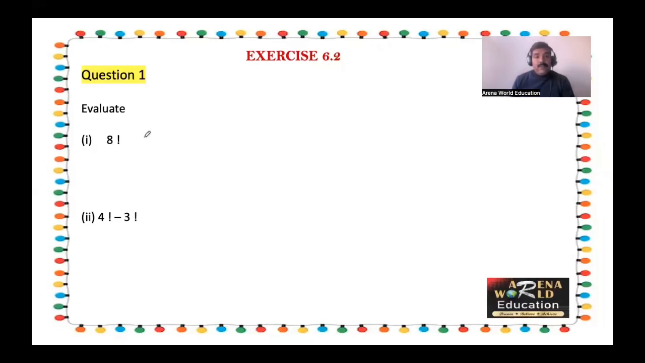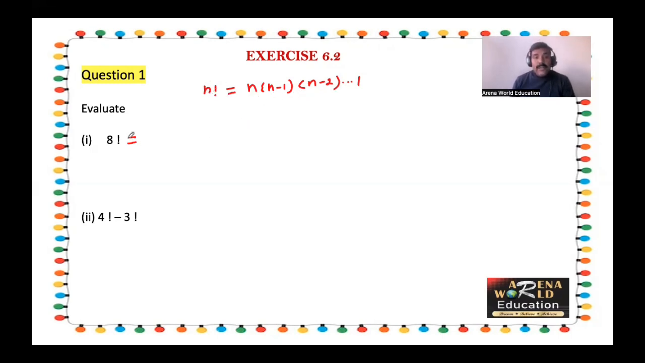Here we have to find the value of 8 factorial. We had already discussed, if we talk about n factorial, n factorial is equal to n into n minus 1 into n minus 2 and so on up to 1. Suppose n is any natural number, so n factorial means the product of first n natural numbers.